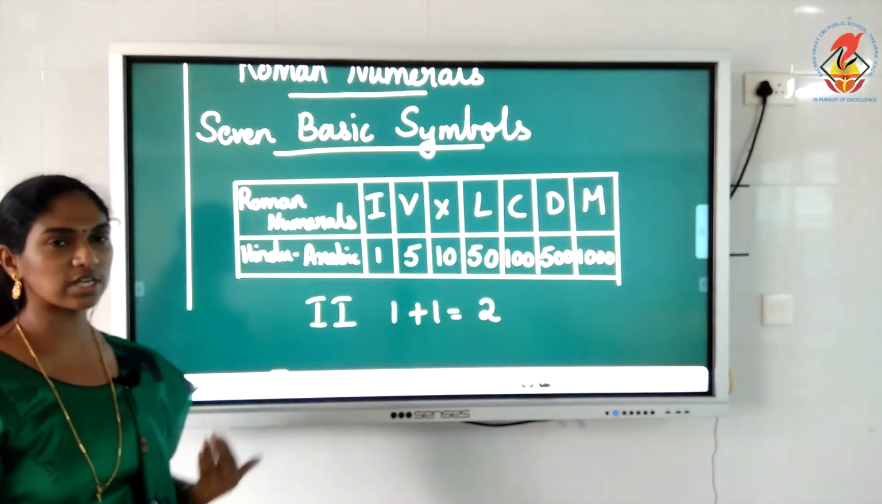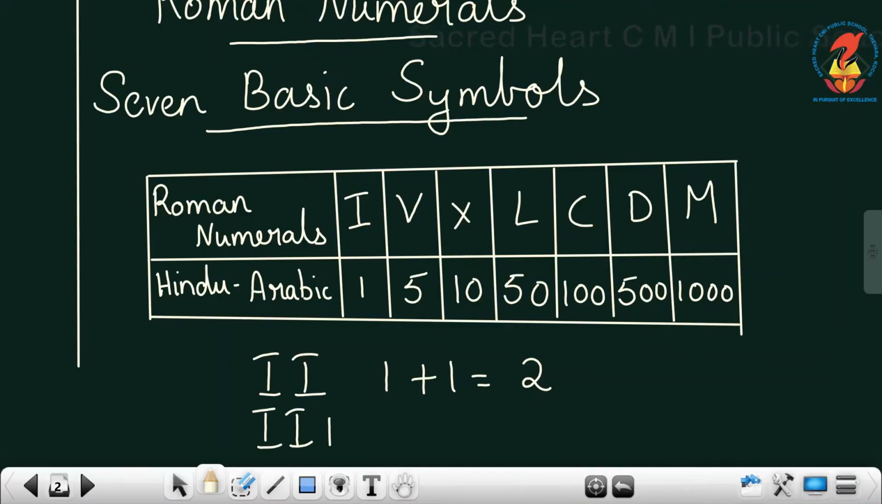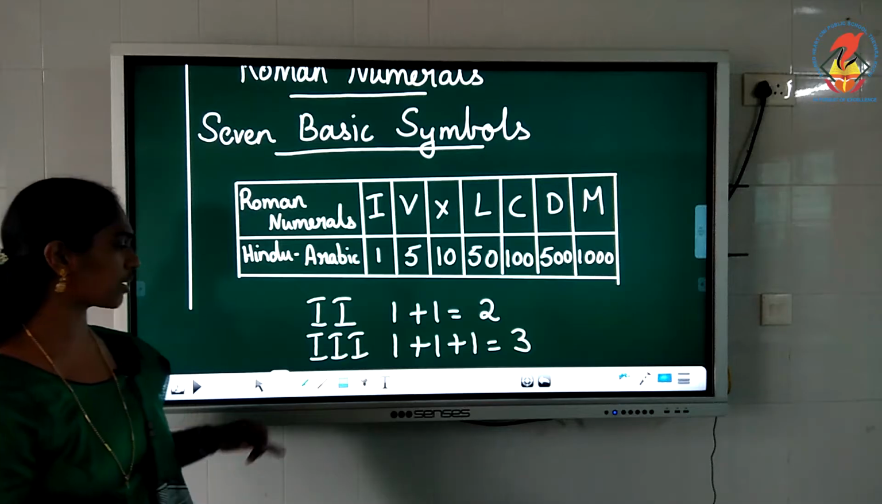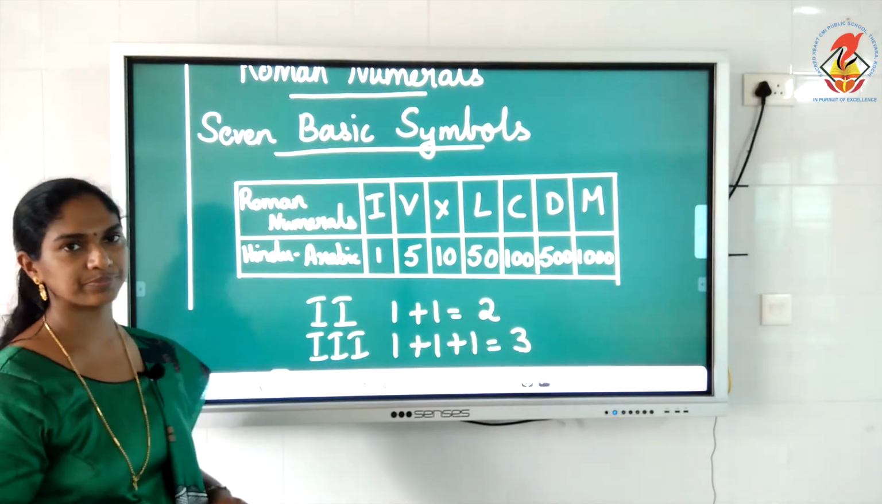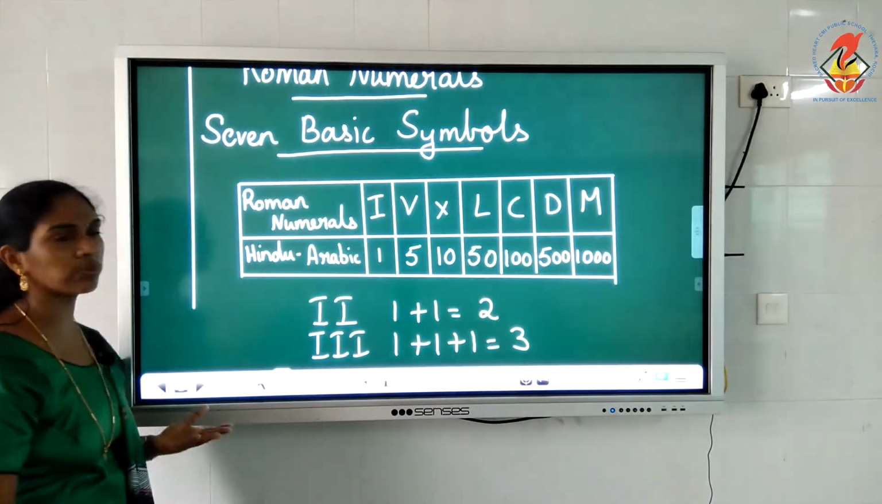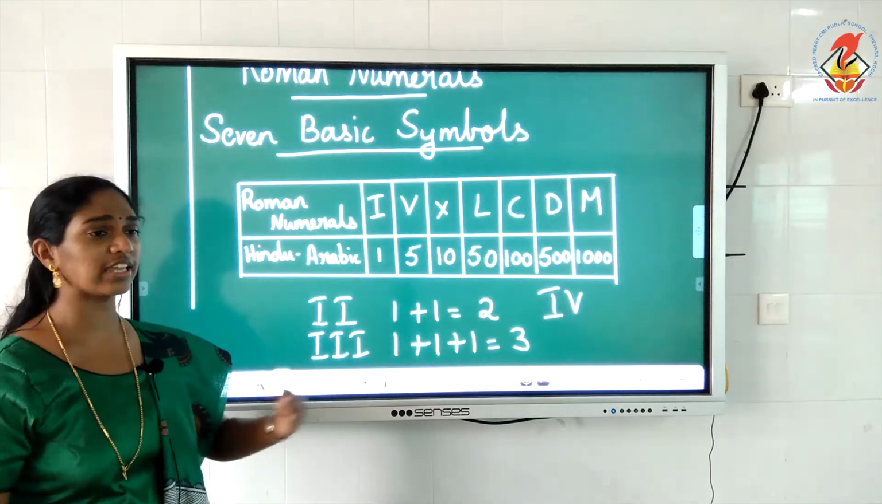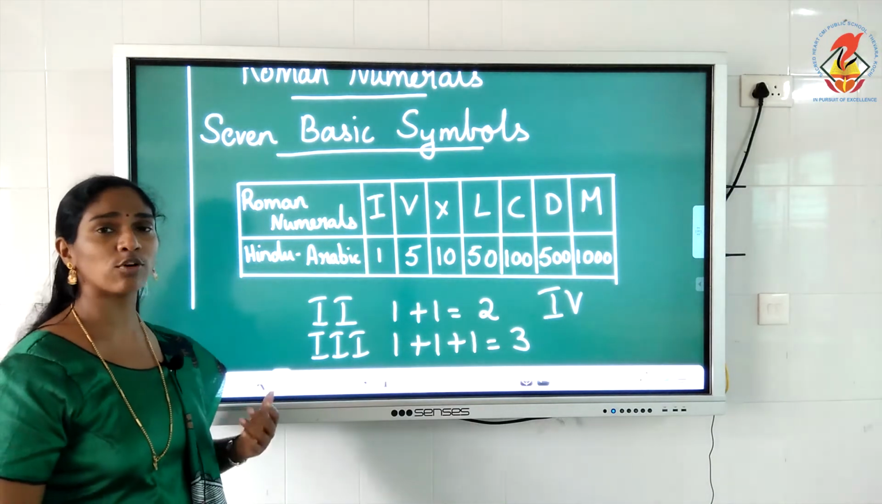When you came to third standard, how was the board? It was written as 3 I's together, right? 1 plus 1 plus 1 equal to 3. So 3 was represented as III. Now presently you are in 4th. How was the 4th standard board written? It is written as IV. Why is it written like that? Why can't we write I 4 times?